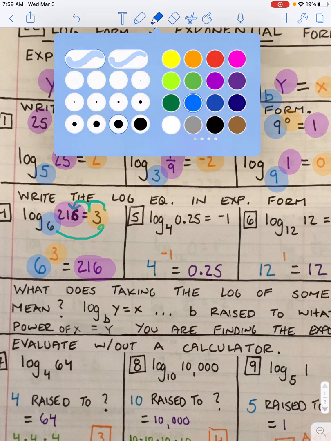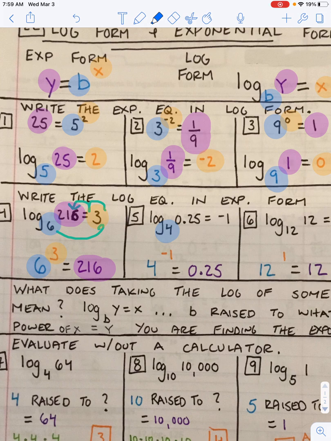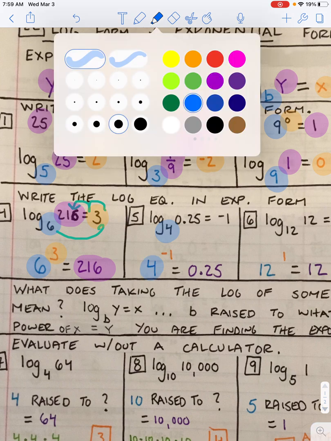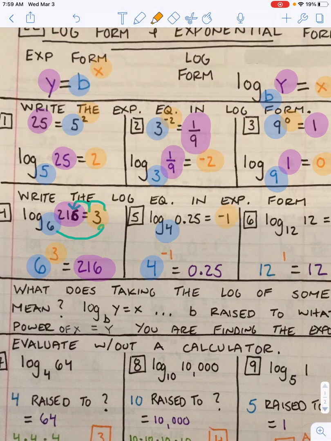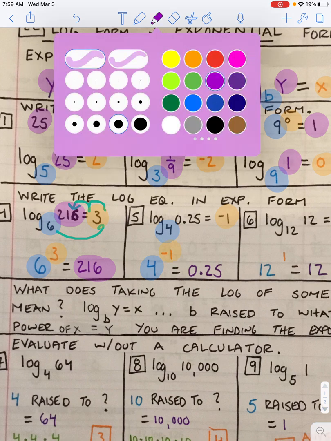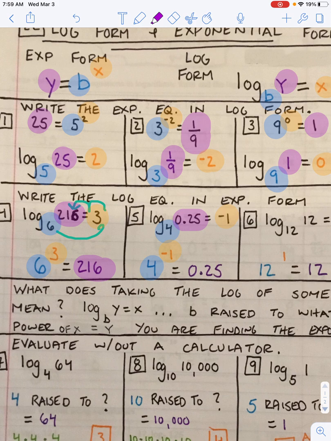Our next problem here, we have a base of 4. So 4 raised to the negative 1 is equal to 0.25. So 4 raised to the first would just be 4, but if we flip it over with that negative sign, it's 1/4, which is the same as 0.25.